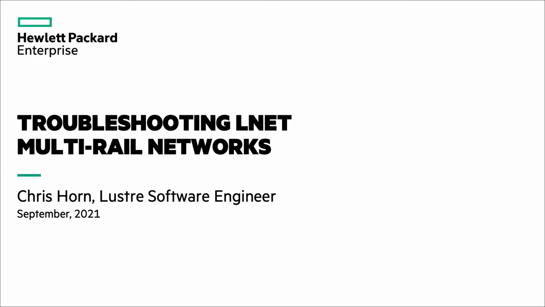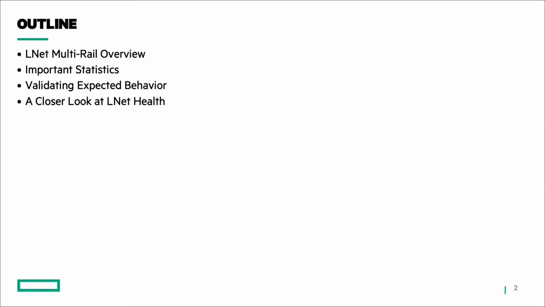This talk is about troubleshooting LNet multi-rail networks. I'll start by providing a brief overview of the multi-rail feature. Next, we'll cover how to view stats that are made available by LNet and how we can use those stats to validate that multi-rail is behaving correctly. We'll then take a deeper look at the LNet health feature.